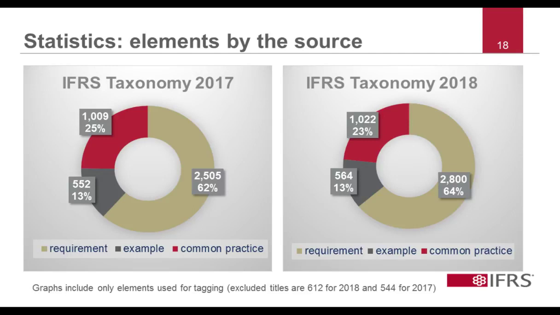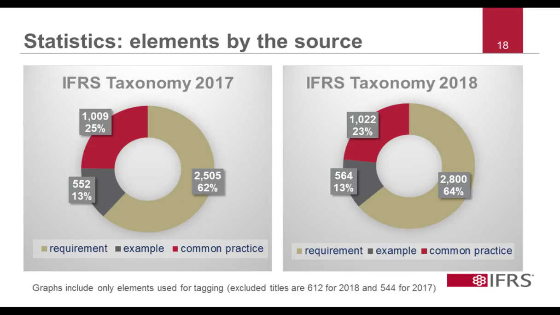There are around 13% of elements that are not required but we still included them in the IFRS taxonomy because they are included as examples in the IFRS Standards, as discussed before. It's in the implementation guidance or illustrative examples, or even in the IFRS Standard itself, but not as a requirement. Now, over 20% of the elements are not specifically mentioned in the IFRS Standards, but were added to the IFRS Taxonomy as a result of the Common Reporting Practice analysis.